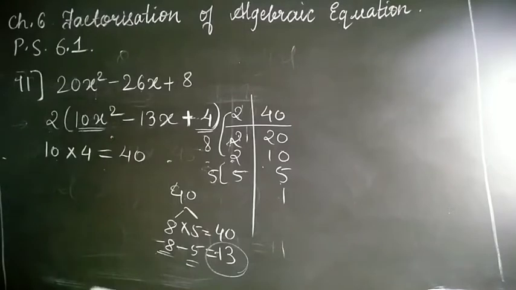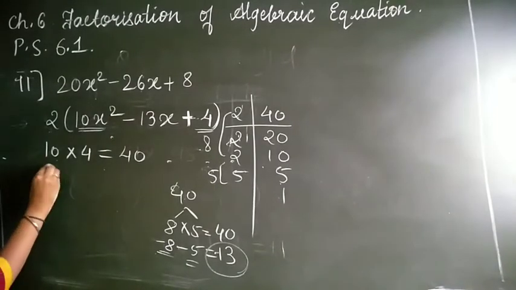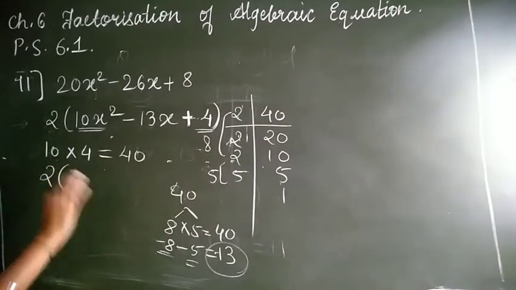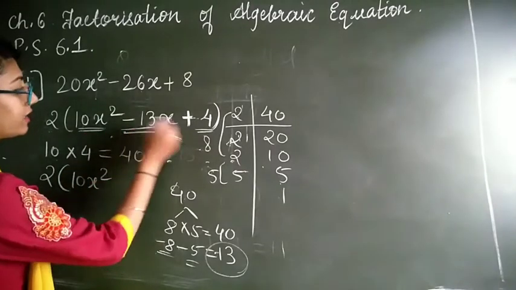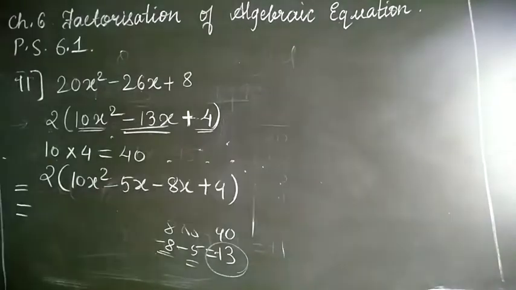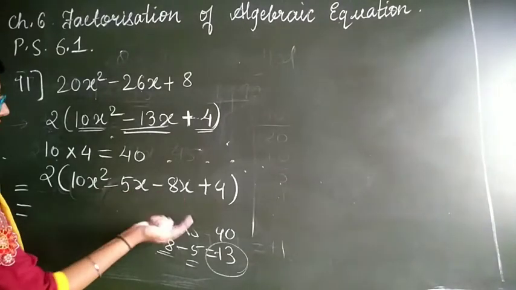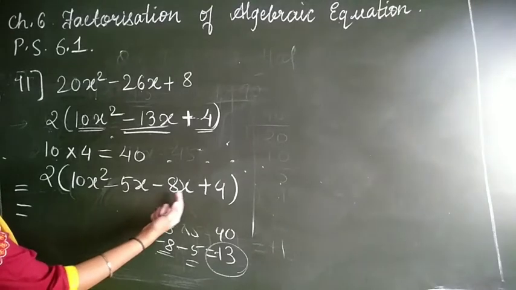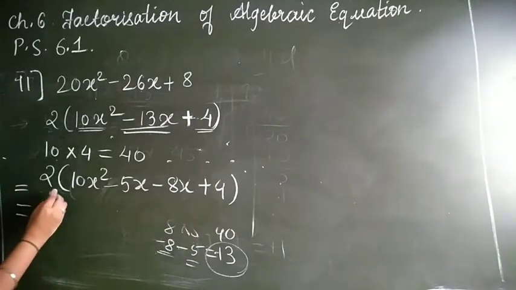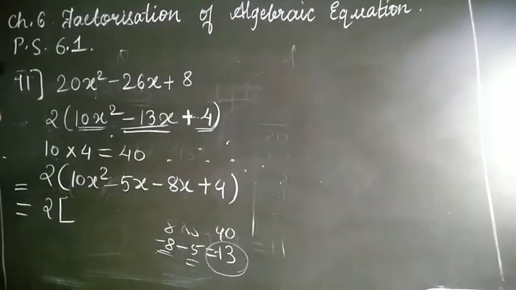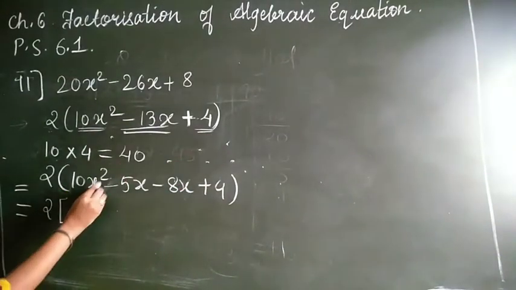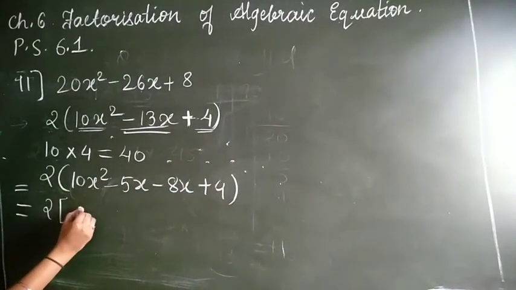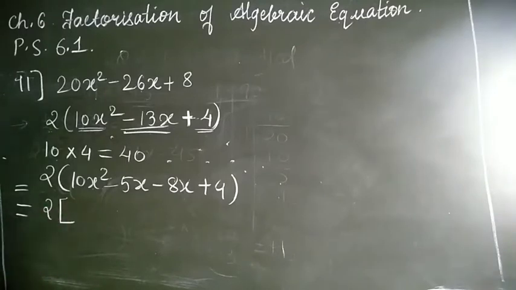Now we will write the equation. This 2 will remain as it is at the end of the sum. So 10x square and minus 13x, so minus 8x, minus 5x. I just shifted it, 5x and 8x. So 2 will remain as it is in the bracket. Now we have to find the common terms. So from x square, we can directly take 5 as common.